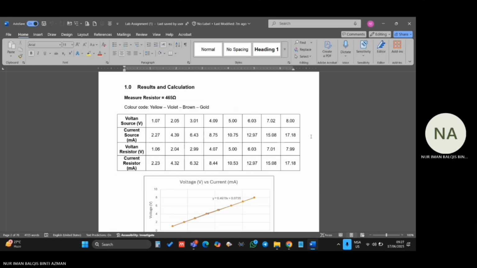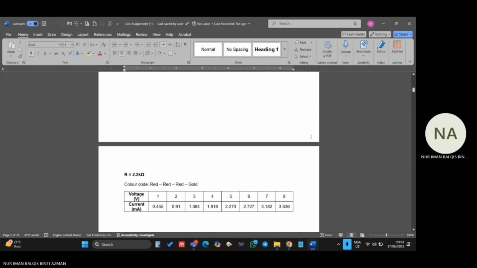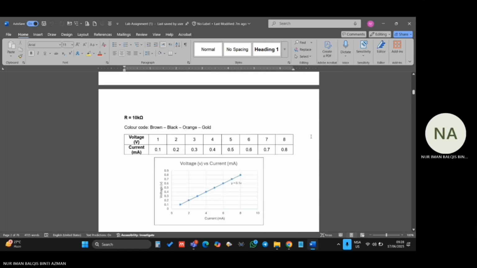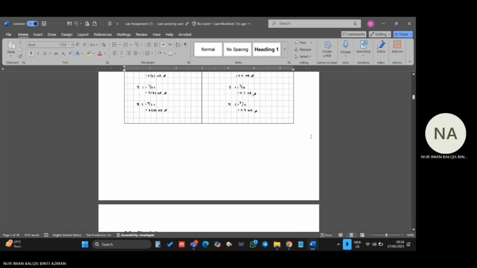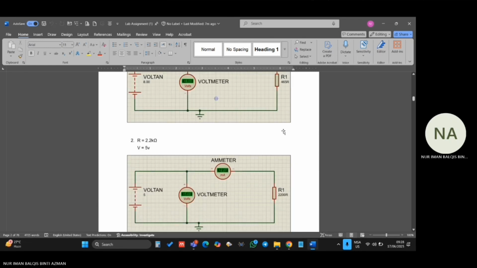I will start the presentation with the method and then the results. We connected each resistor in a simple DC circuit and gradually increased the voltage from 1 volt to 8 volt. For each voltage level, we measured both the voltage across the resistor and the current flowing through it using a voltmeter and an ammeter. And this is how we connected the circuit.